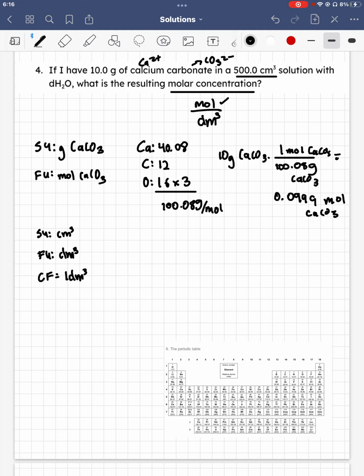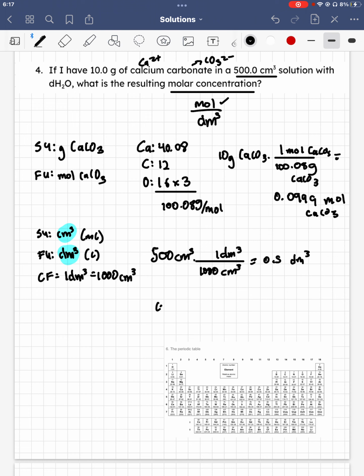All right, and now to convert centimeters cubed to decimeters cubed, the conversion factor is, of course, 1 decimeter cubed equals 1,000 centimeters cubed. And I remember that because centimeters cubed are the same as milliliters. Decimeters cubed are the same as liters, but of course we use the IB units of centimeters cubed and decimeters cubed. So 500 centimeters cubed times 1 decimeter cubed over 1,000 centimeters cubed equals 0.5 decimeters cubed. Sorry, struggling to write this.